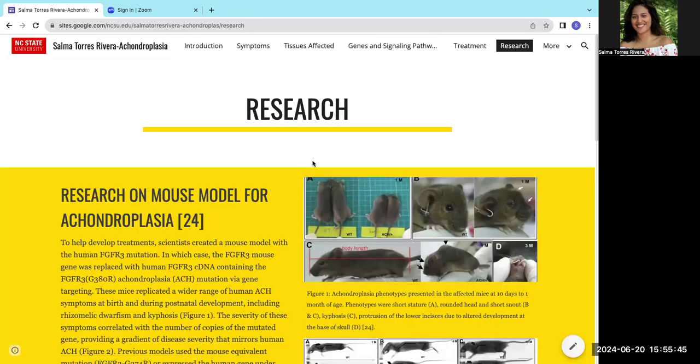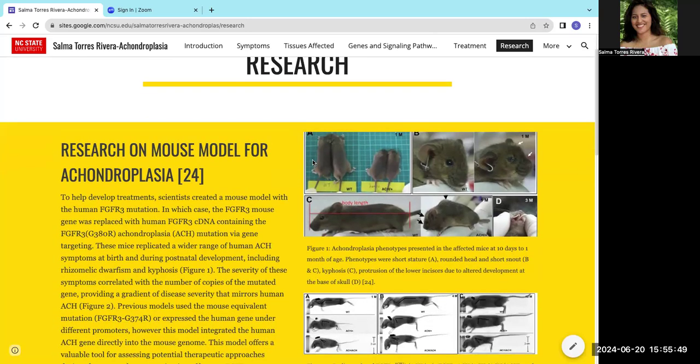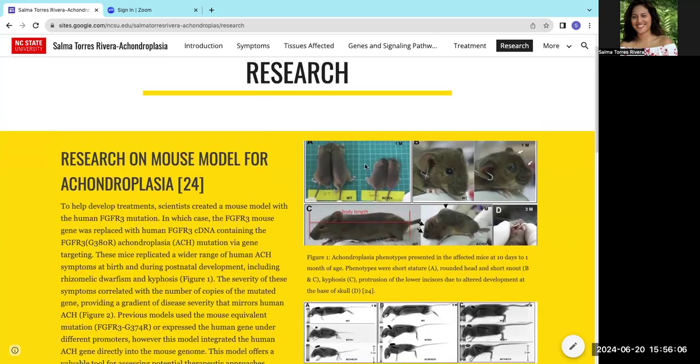I wish I would have had more time to look into this, but this particular research model was different in that it directly introduced the human FGFR3 gene and replaced it with the FGFR3 mouse gene. And they were able to replicate some of the key characteristics seen in achondroplasia, such as this one shown in panel A of the short stature, the frontal bossing and microcephaly, or rounded head and short snout seen in panel B, the kyphosis or spinal curvatures.